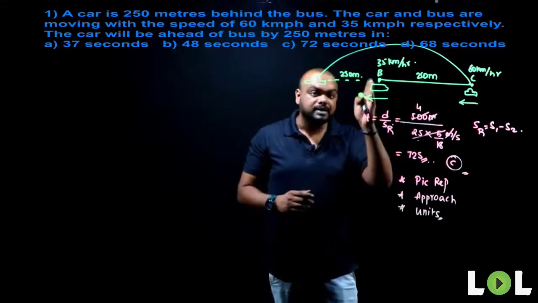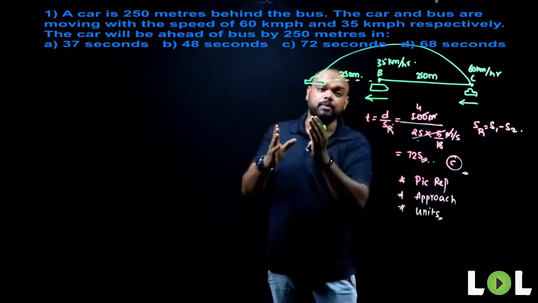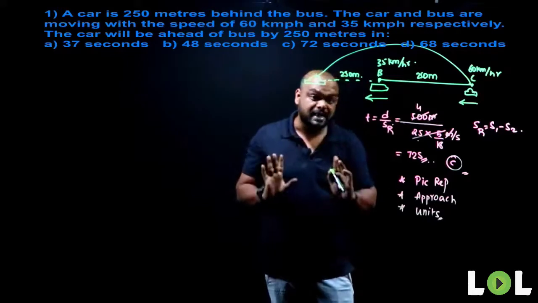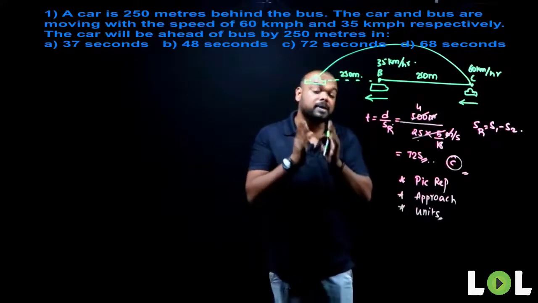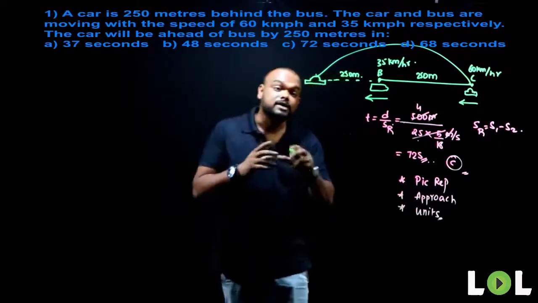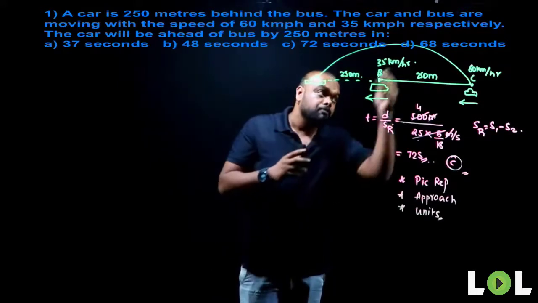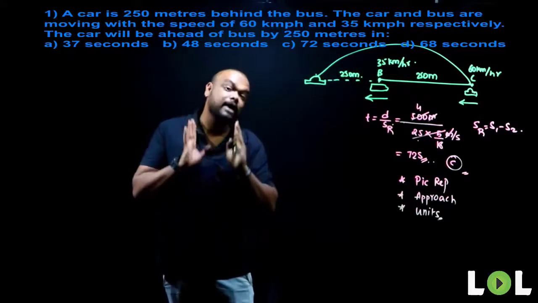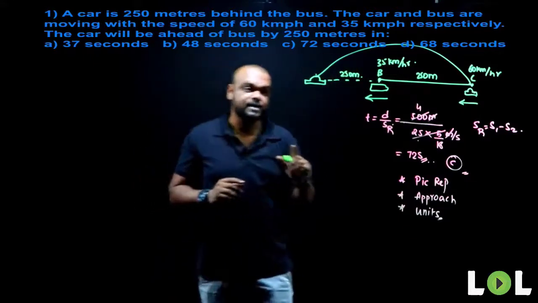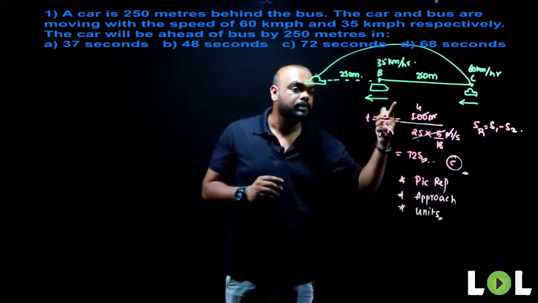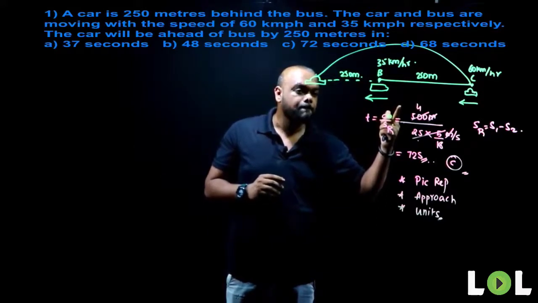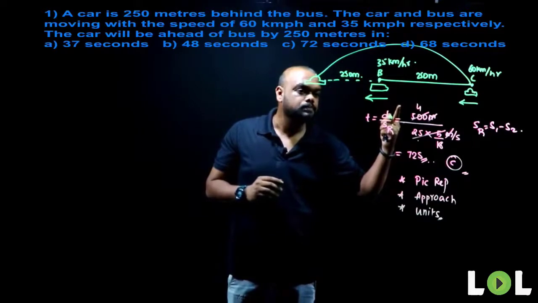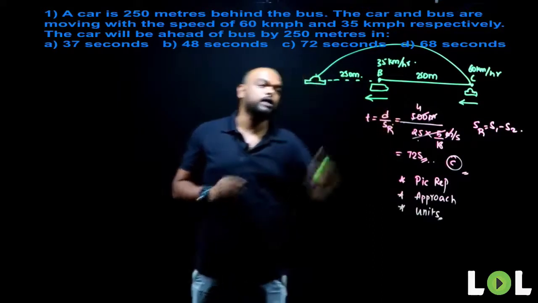Now I am not saying that the bus is going to stay here. Even the bus is moving. We are not bothered about how much distance they are traveling. I am only bothered about how much time is taken. So how much distance should be covered relatively? 250 initially between them, and again an extra 250. That is what you have to consider. The distance is also a relative distance here. Clear with this? Vinay, am I clear? Okay, cool.